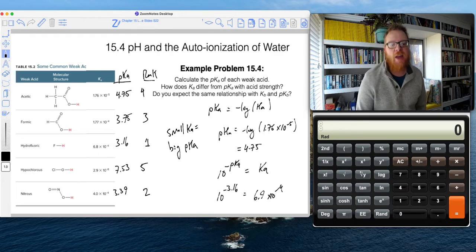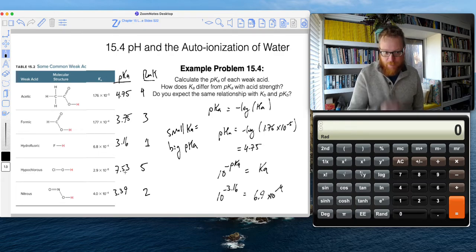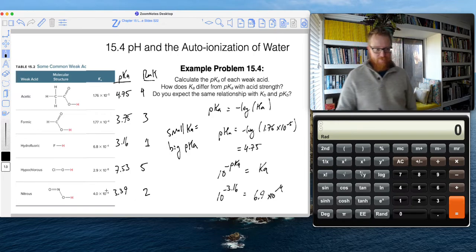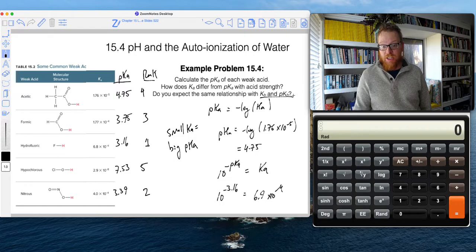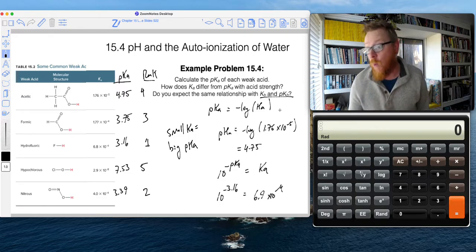Okay, and so now chemists, we're lazy people. We like using this pKa. It's just easier to say 3.16 versus saying 6.8 times 10 to the negative 4. Okay, and so we expect the same relationship with Kb and pKb as well.